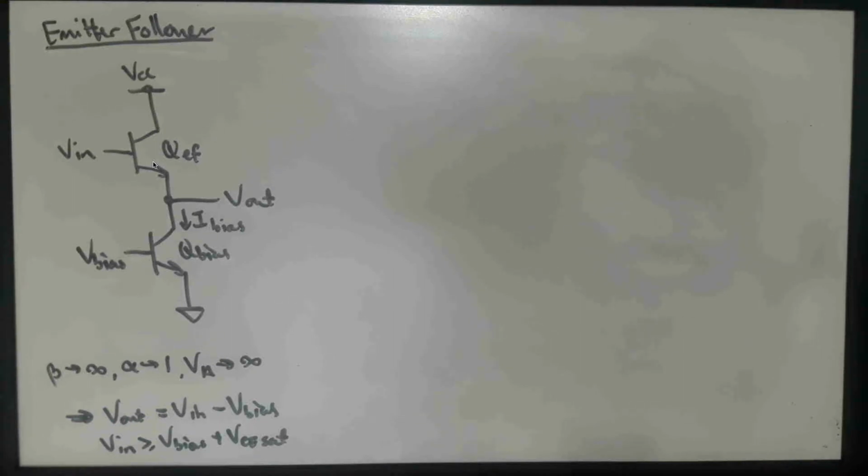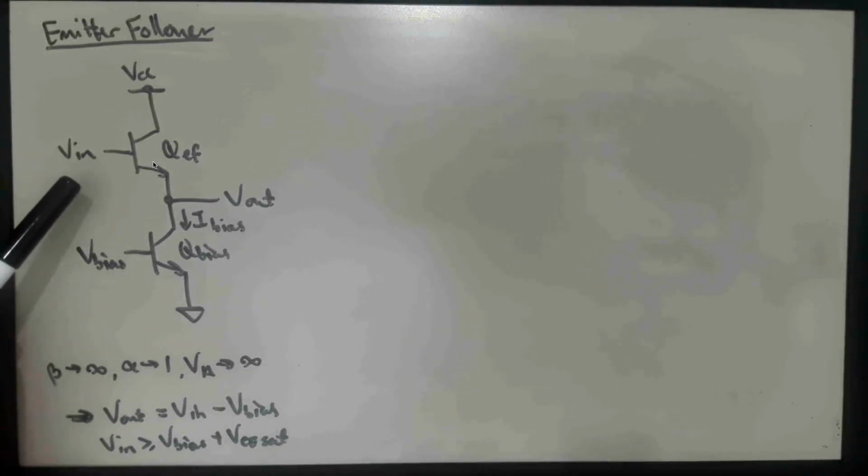And what we'd like to do this time is to go back and gradually remove some of these idealizations. So the first one we're going to think about is what happens when we let beta be finite so that alpha is not equal to 1. And then we're going to put in a finite Early voltage, and we'll see how each of these things complicates the picture. Okay, for this particular circuit, it will turn out that they don't complicate the picture too much, but we'll see how that works.